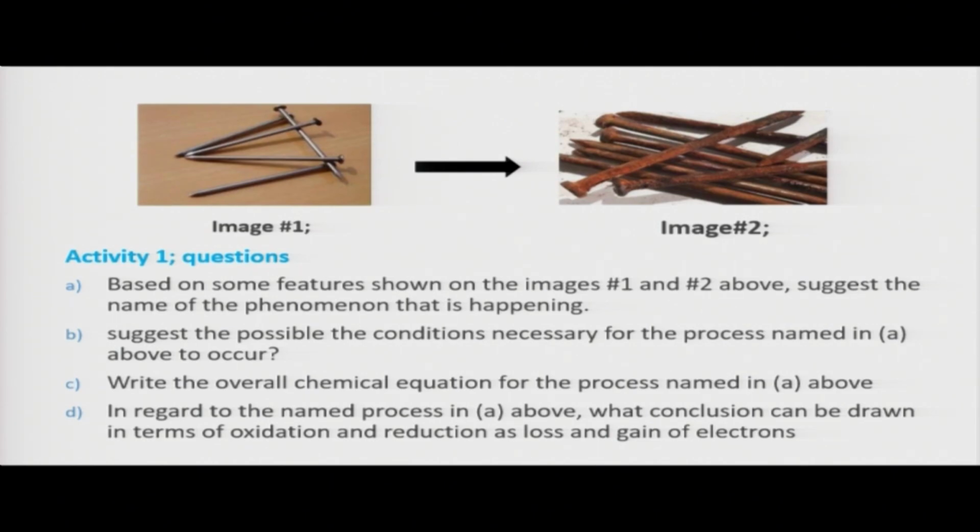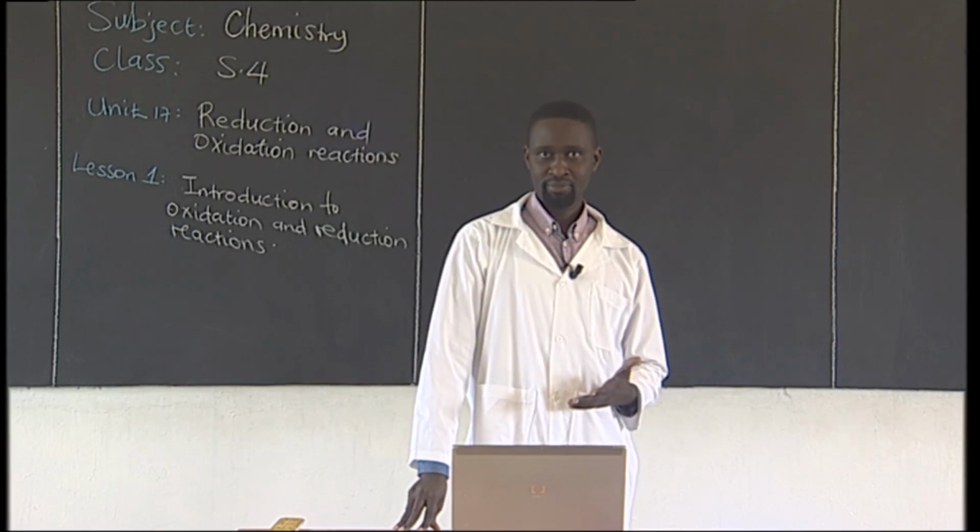Based on the features as you see, what exactly is happening in our image 1 and 2? Which phenomenon is taking place? And what do you think are the possible conditions that would cause it to occur? Take a close look, and this is even applicable in our day-to-day lives. You normally see these things happening, and using your S1 and S2 chemistry, we can go through that. Part C, can we write the chemical equation that is happening? And what conclusions can we take?